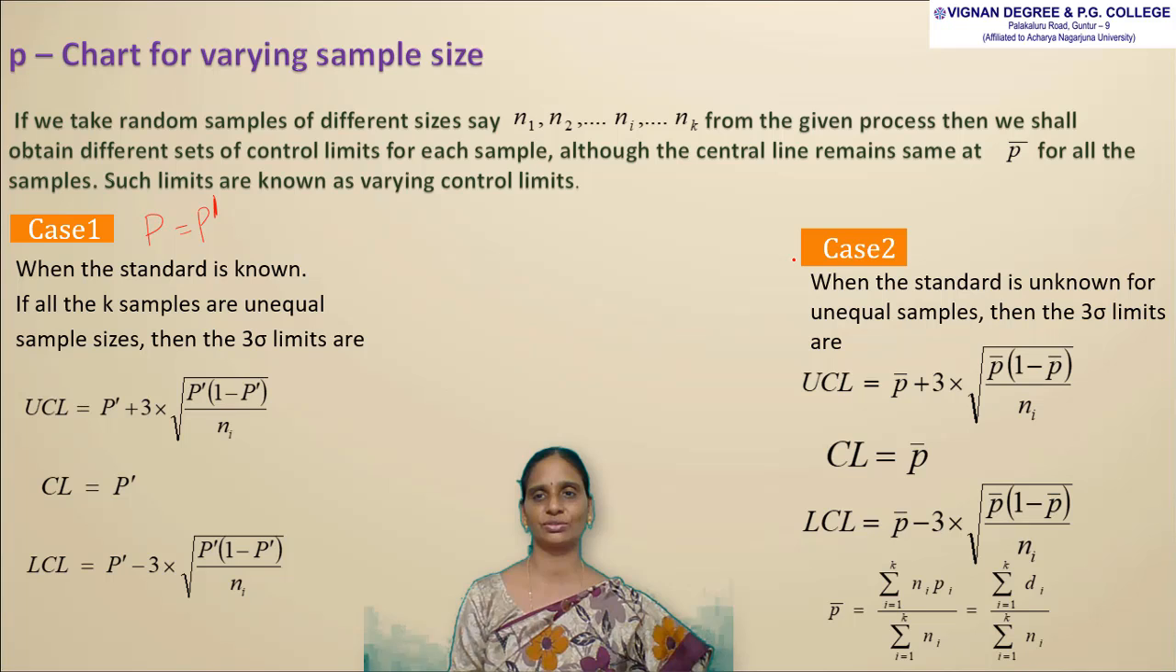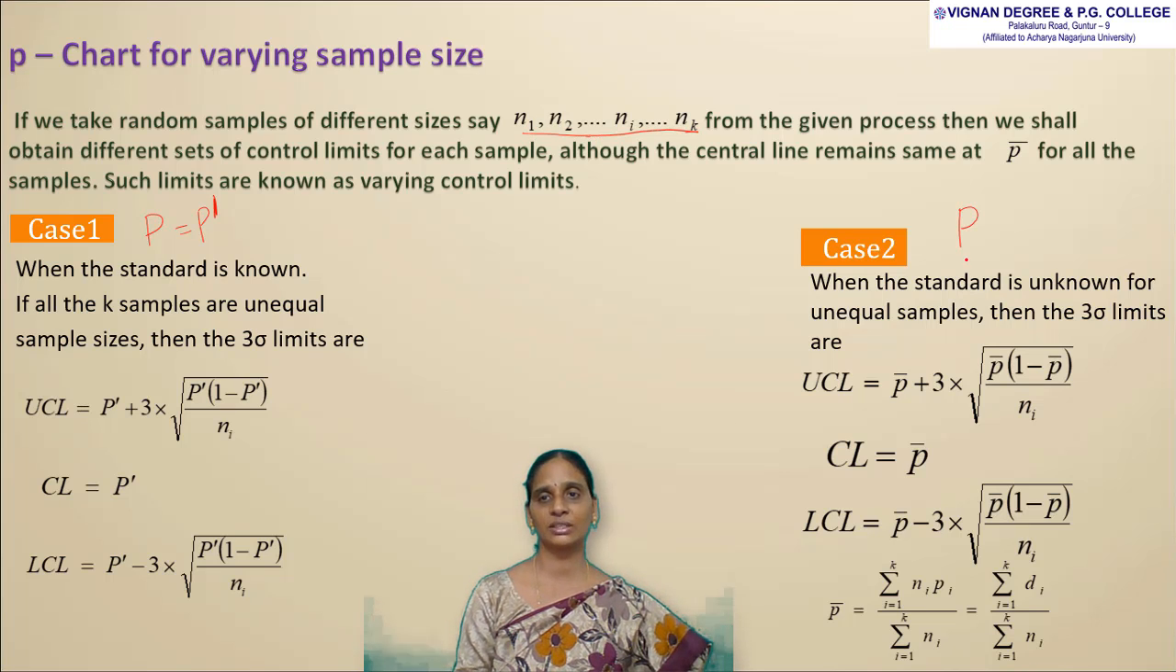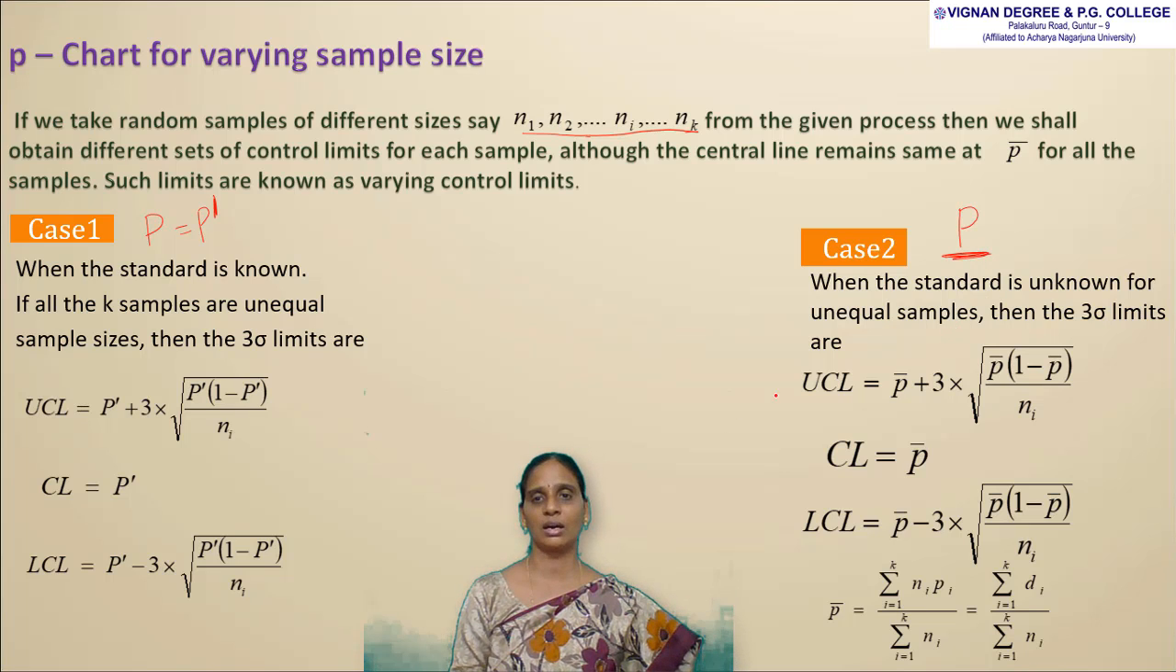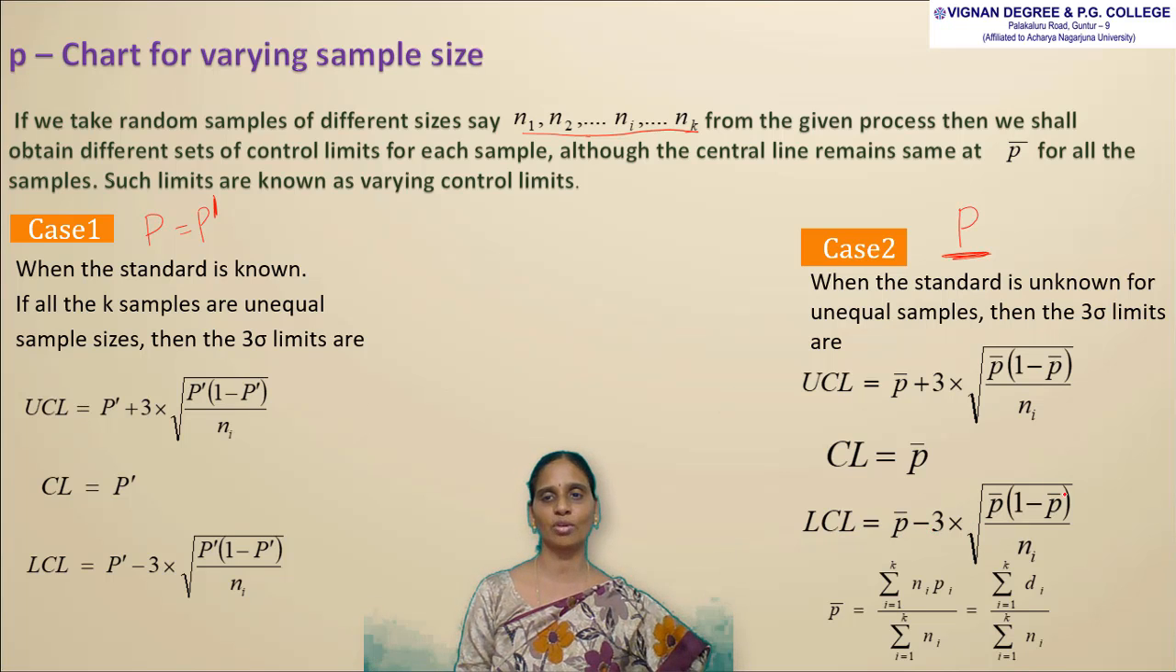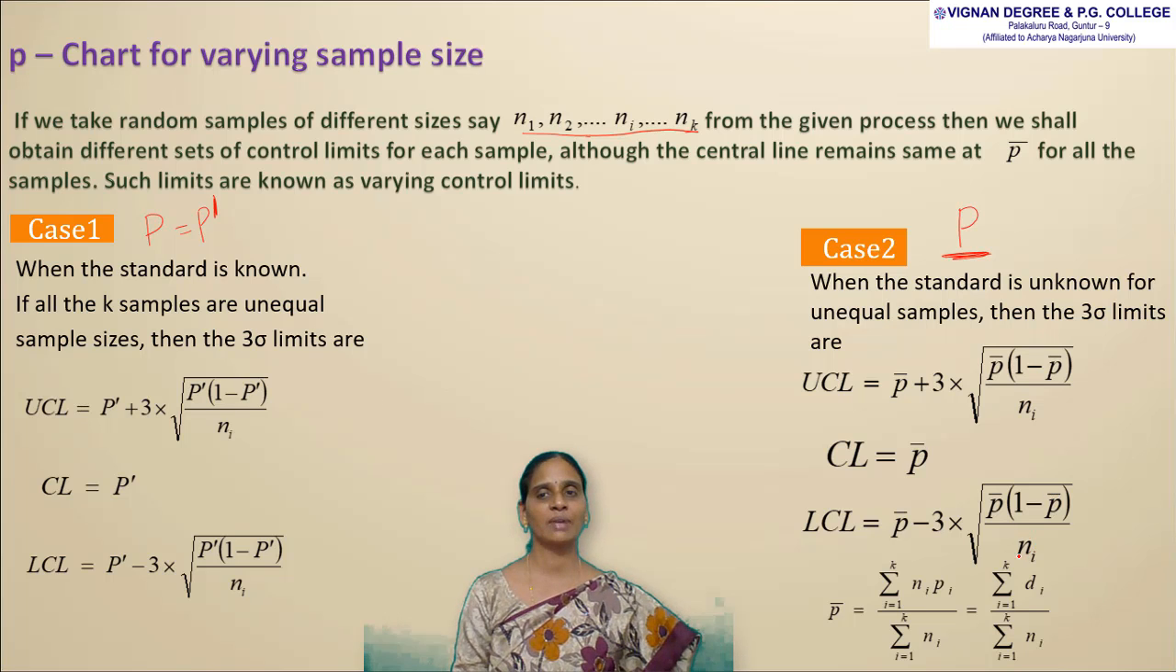And next one is case 2. Here the standard of P chart, capital P, is an unknown or not given value for unequal samples. So here the sizes are different, unequal sample sizes, and the standard P value is not given. Then the 3 sigma control limits are: UCL is equal to P bar plus 3 into square root of P bar into 1 minus P bar divided by Ni, CL is equal to P bar, and LCL is equal to P bar minus 3 into square root of P bar into 1 minus P bar divided by Ni.